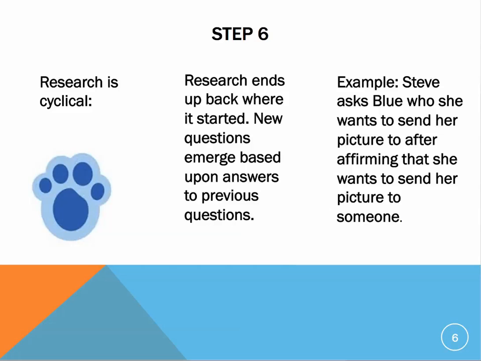Last idea, research is cyclical. Research ends up back where it started in some ways because there will now be new questions that emerge based on answers to previous questions. So Steve asked Blue who she wants to send her picture to after he finds out that she wants to send her picture to someone.